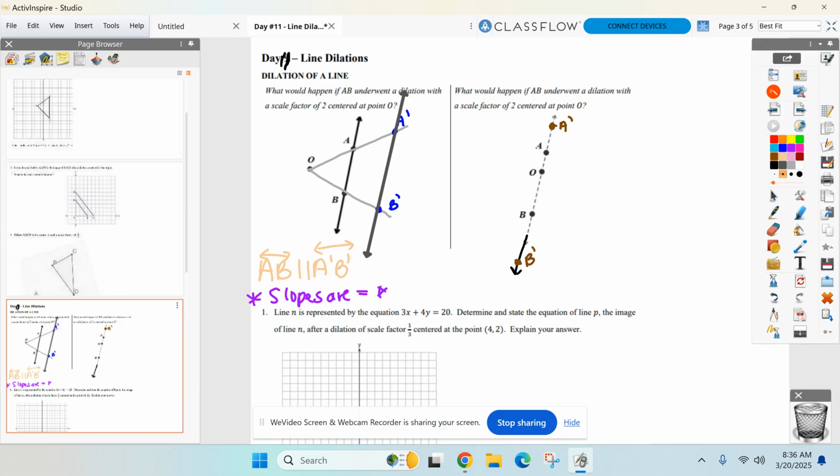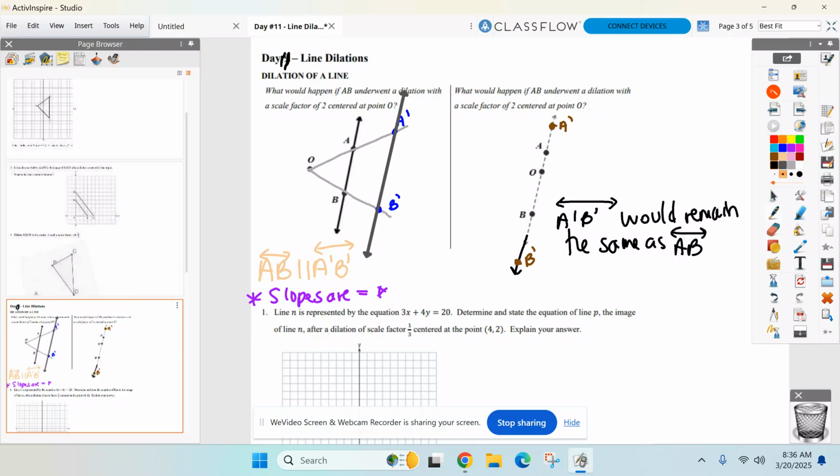So if I dilate a line where the center is already on the line, guess what happens? I don't like to say the word nothing, but it doesn't move. It's the same line. If the center is already on the line, it doesn't move. It's the same line. So A prime, B prime, that line would remain the same as the original AB.